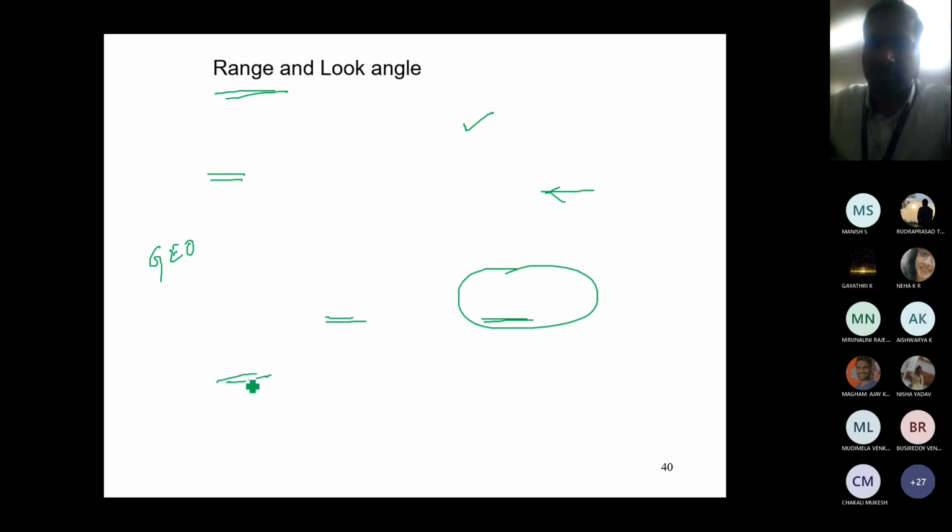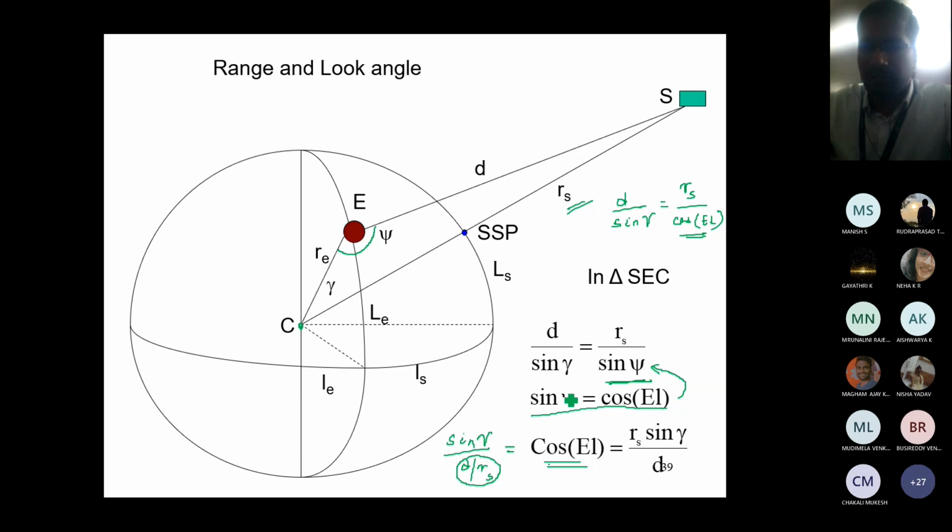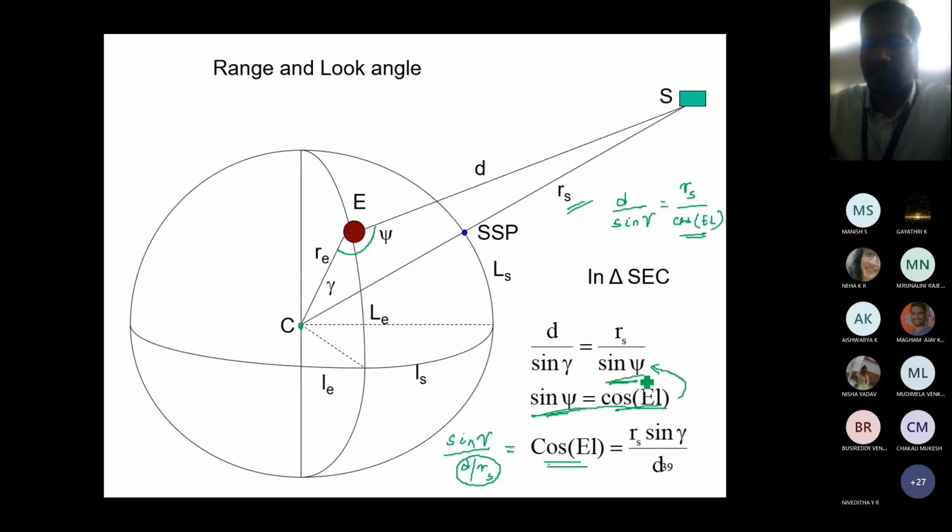So cos elevation will be known to us. Here you see cos elevation is nothing but sine psi. So sine psi will be known. Gamma we already have obtained. So the only unknown will be d, so d we can find out. This is how we can find out the distance between the ground station, which is communicating with the satellite, and the satellite. So how much distance the satellite is located from the ground station.